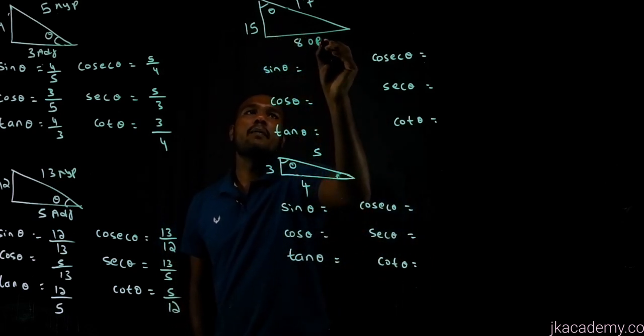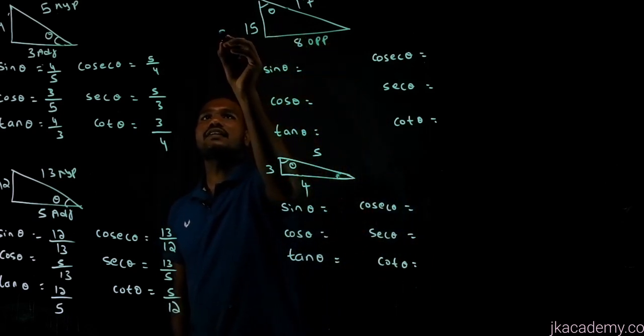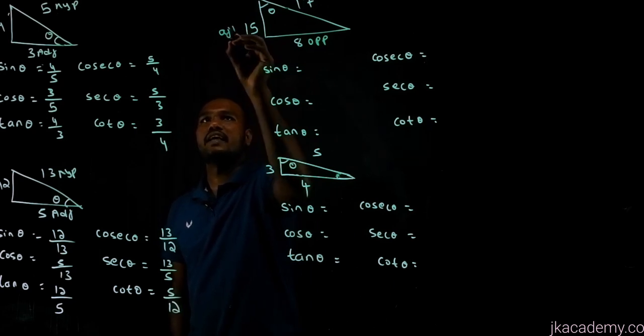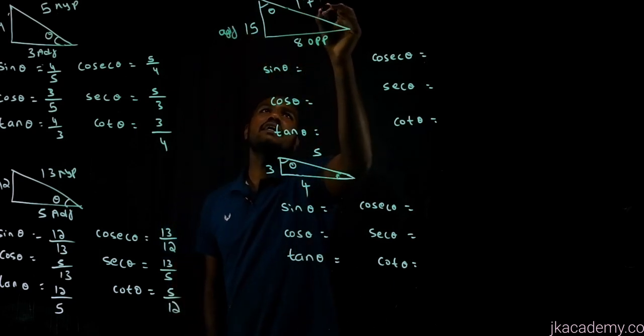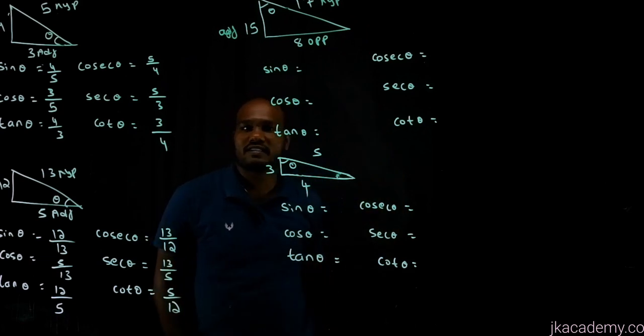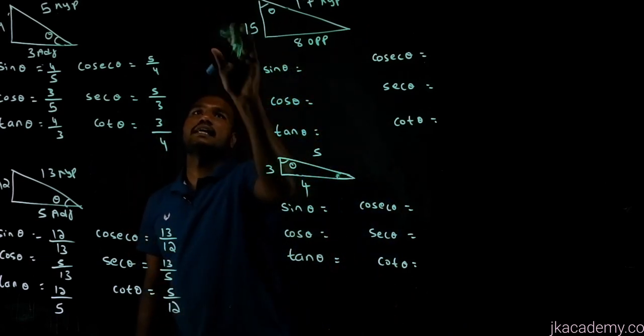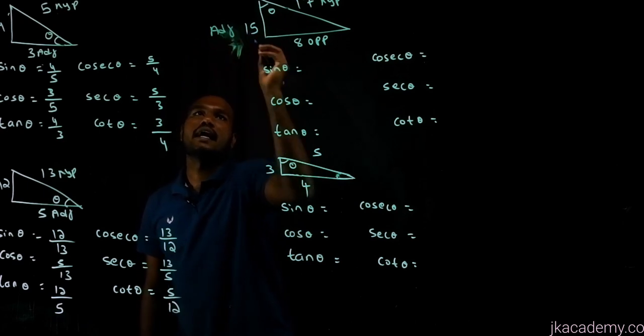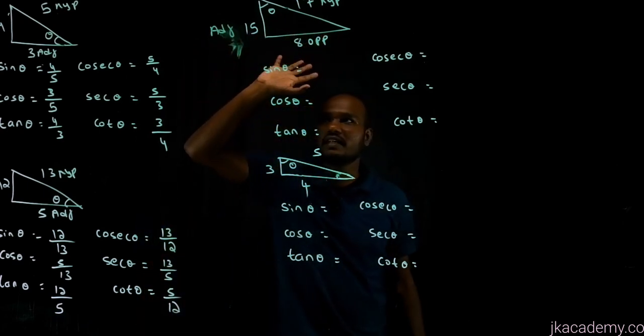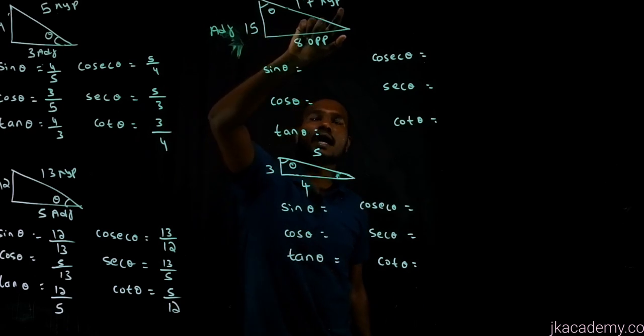In this case, theta is there. This will become opposite. This is adjacent to this. This will become adjacent. ADJ, adjacent. And this is bigger. This will become hypotenuse. This is opposite. This is adjacent. ADJ, adjacent, right? This is hypotenuse. Done? Opposite, adjacent, hypotenuse.